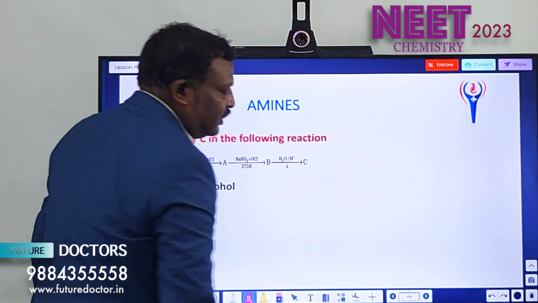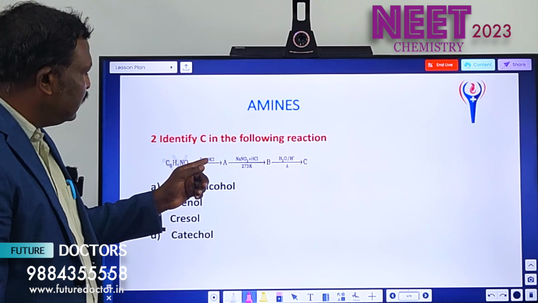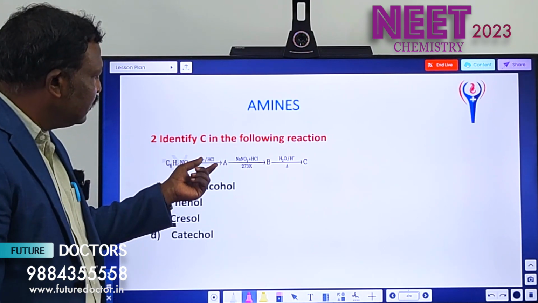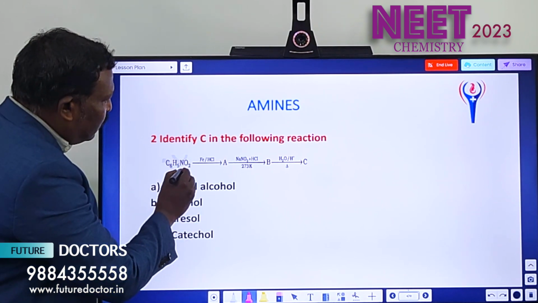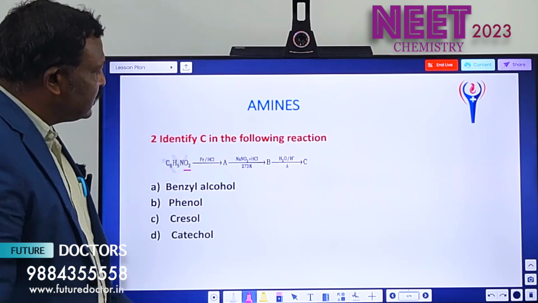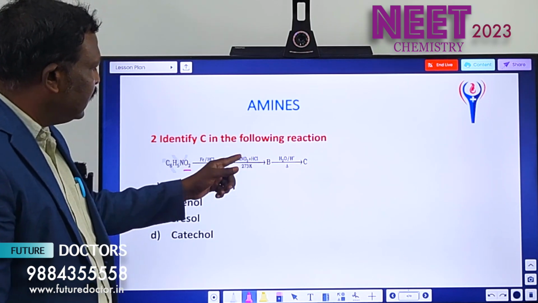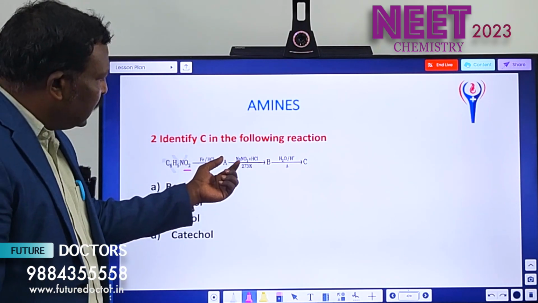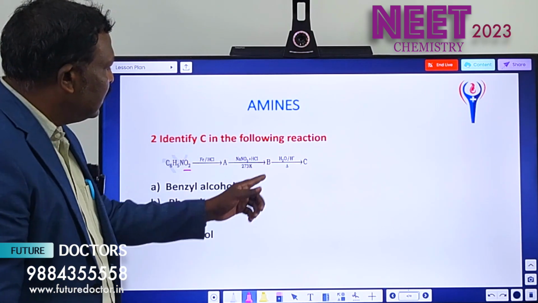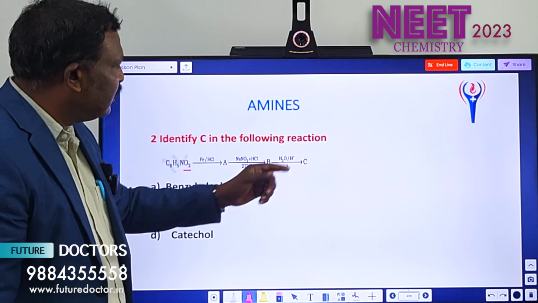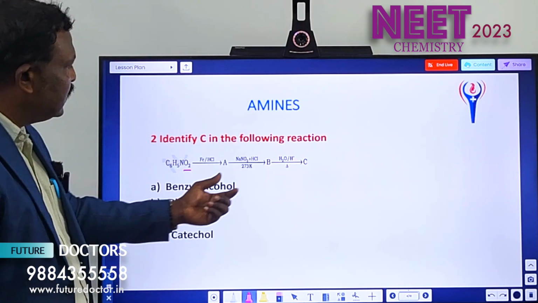Now see the next one. Here nitrobenzene reacts with iron in the presence of HCl. This is a reducing agent. Iron and HCl convert NO2 to NH2, you must remember. Then when you add sodium nitrite in the presence of HCl, this reaction is called diazotization. Again it reacts with water to get compound C. They are asking to identify only C in the following reaction.